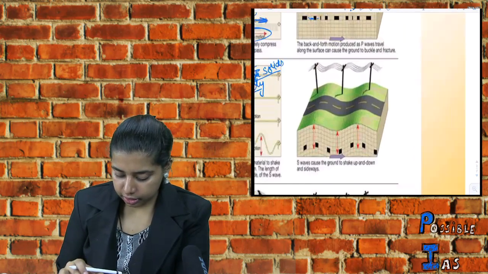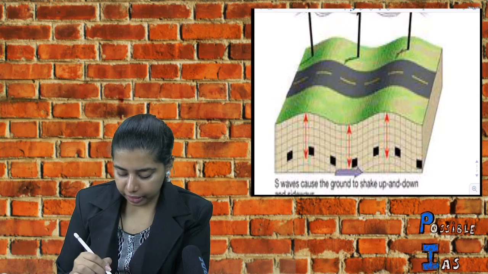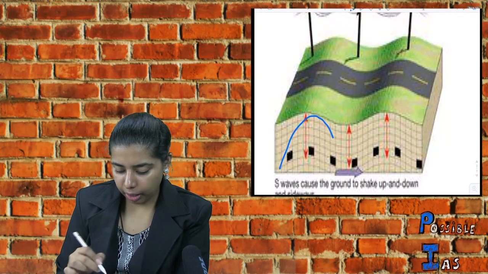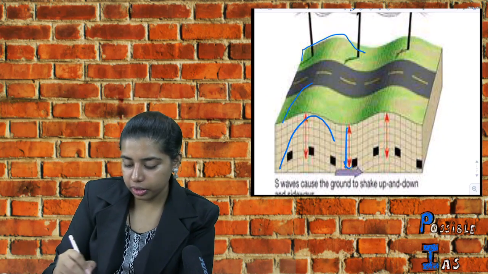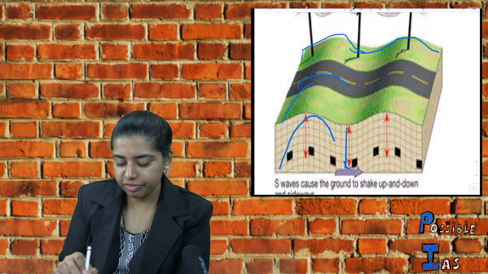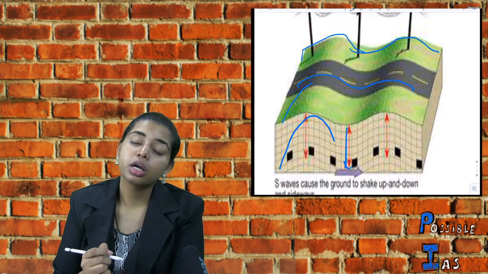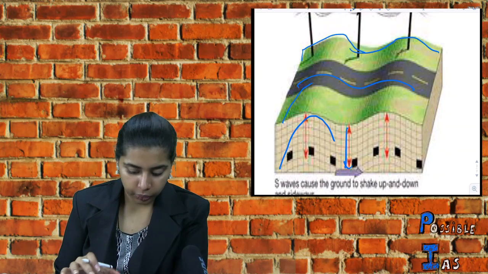Now you see the particles are moving up and down. Here the particles are moving up, and a crest-like surface is created. Then they move down, so a trough-like surface. So this is how it has a wave-like effect on the surface of the earth. Okay.